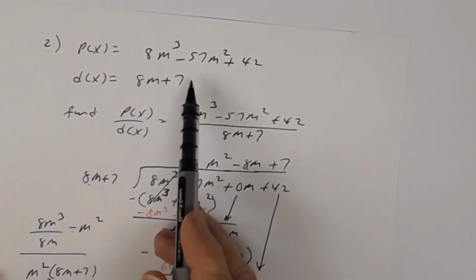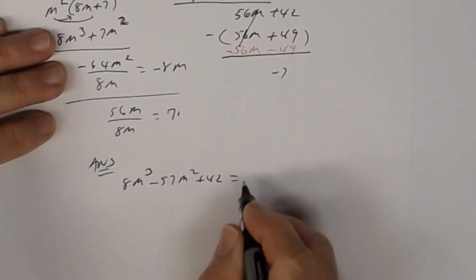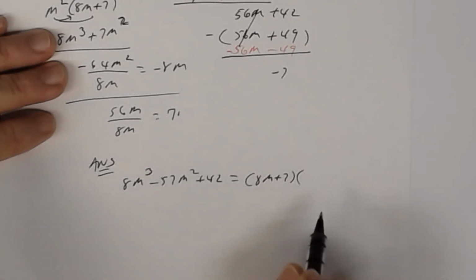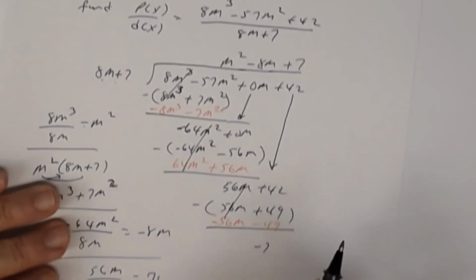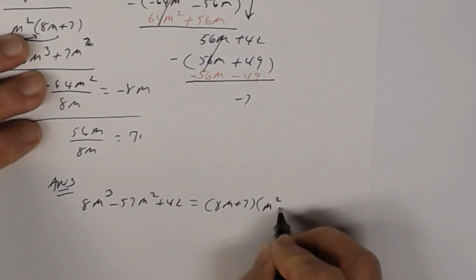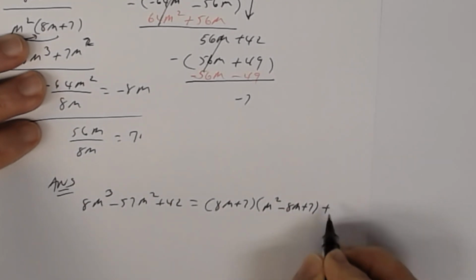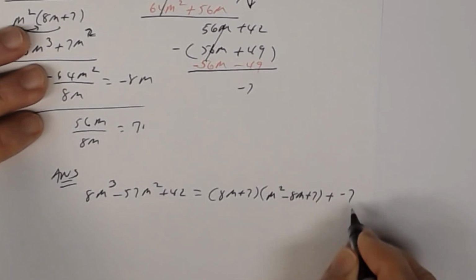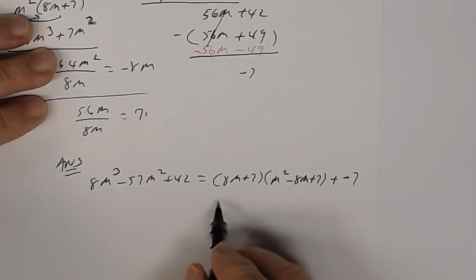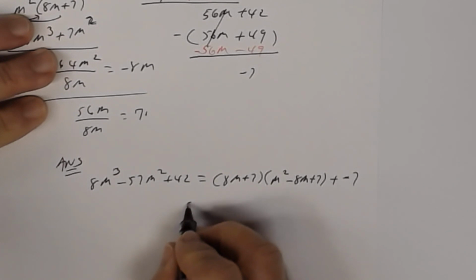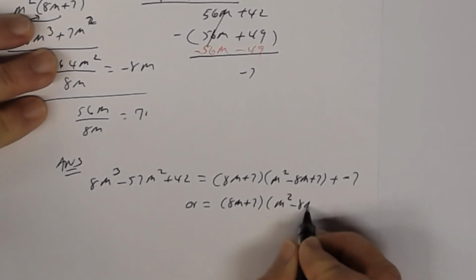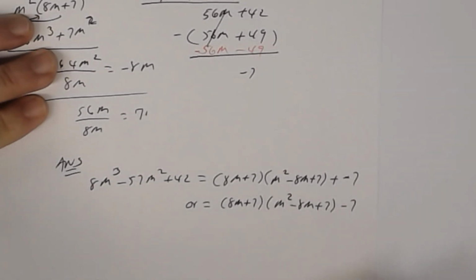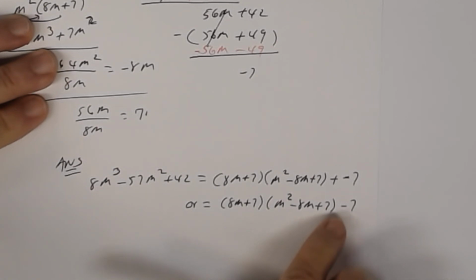Okay, remember your divisor is this, D of x. So 8m plus 7 times the quotient, which is this trinomial, that's your quotient: m squared minus 8m plus 7, plus the remainder, which is negative 7. Now just to remind you, see where it says plus the negative 7, you could have also written 8m plus 7 times m squared minus 8m plus 7, minus 7. Okay, does not matter. Adding a negative 7 means the same thing as subtracting 7.